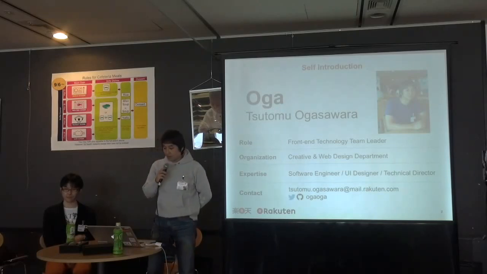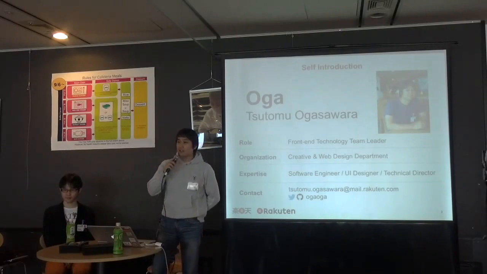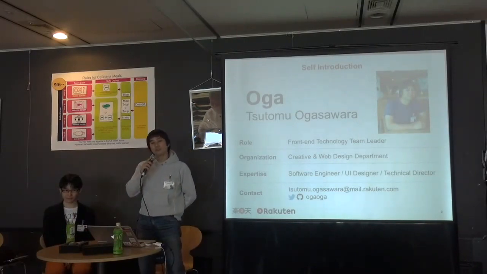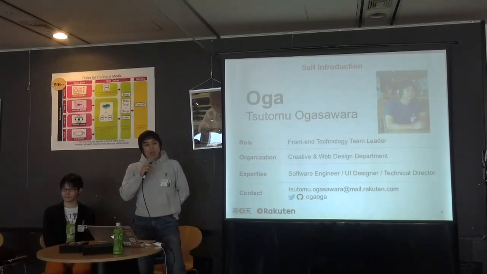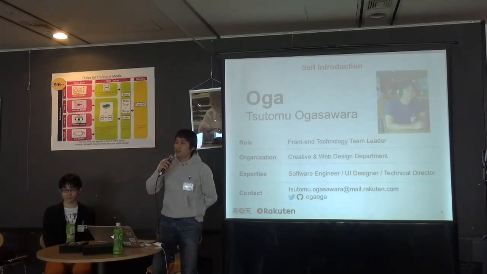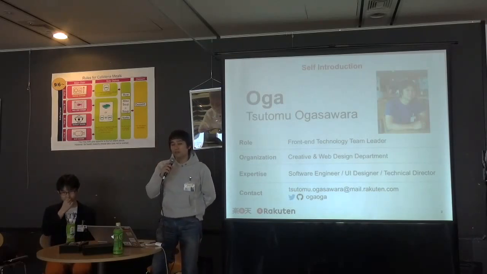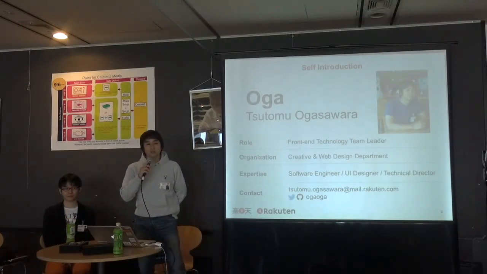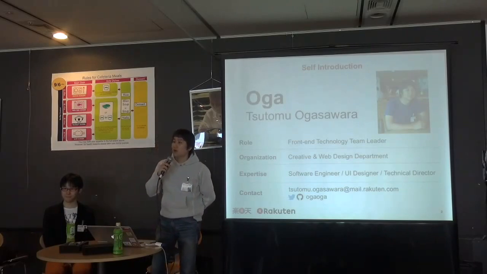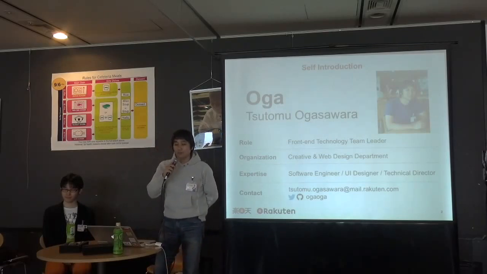Before we begin, let me introduce myself. I am Tsutomu Ogasawara, a leader of the Content Technology team in the Creative and Web Design Department. I joined Rakuten in July 2012. Before Rakuten, I worked for a web service company as a UI designer and technical director, and for an electronics company as a UI designer and software engineer. And my hobby is always development.